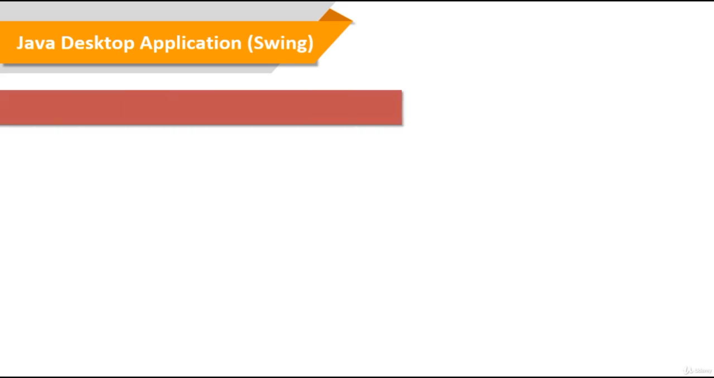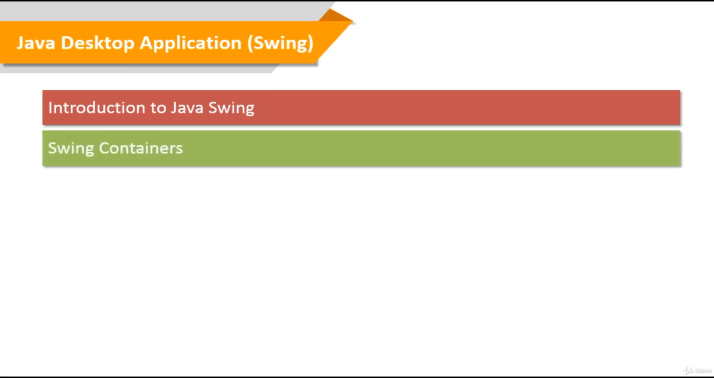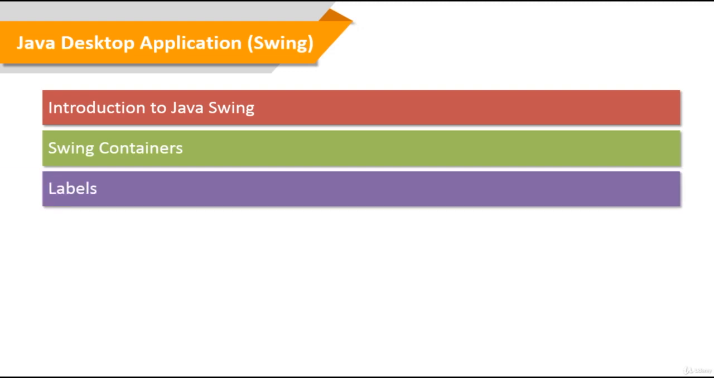So now in this section, we will learn the Java desktop application. First, I'll introduce Java Swing. Then we will play around with Swing containers. And then I'll show you what the JLabel component is all about.